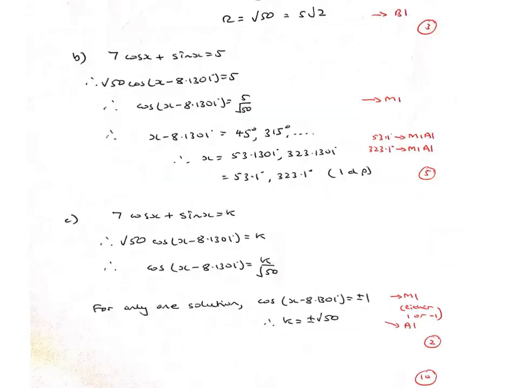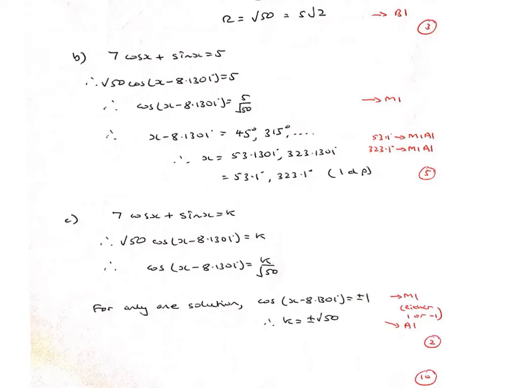In part C we need to find the value of k for which this expression has only one solution. So we go through the same process as before, get to this situation here. Cosine of something, we've got k over root 50 this time. If there's only one solution, then the cosine has to be plus 1 or minus 1, because the cosine graph has maximum and minimum points at 1 and minus 1.